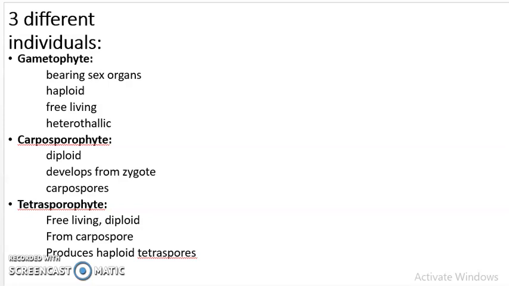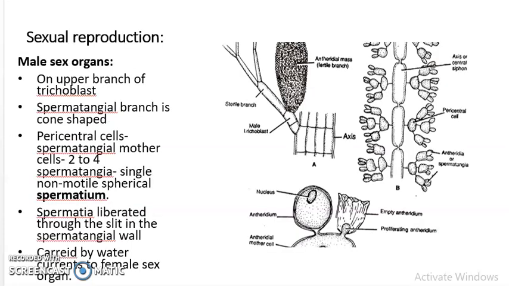The carposporophyte is the first diploid phase of Polysiphonia. It develops from the zygote formed in the female gametophytic plants, and it develops diploid carpospores. When liberated, these carpospores germinate to form free living diploid tetrasporophytic plants, the third stage of Polysiphonia. In the tetrasporophyte, meiosis happens and produces tetraspores. So this is the overall view of sexual reproduction in Polysiphonia.